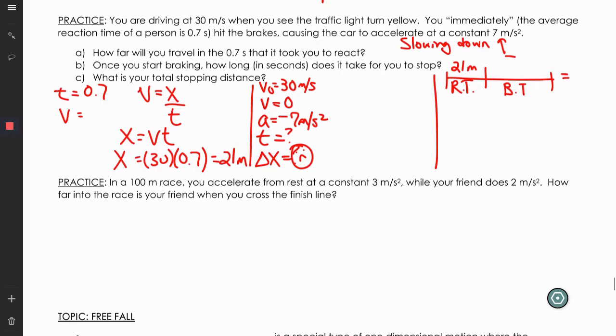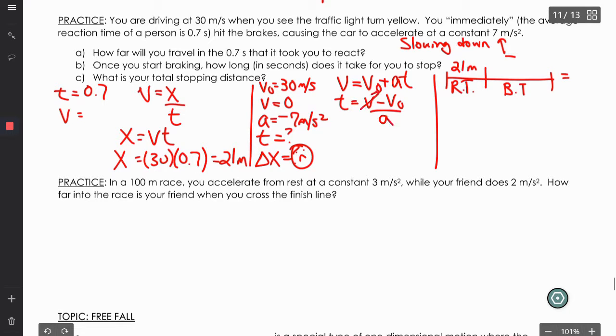Now we have our 4 variables. We're just going to use our first equation, v equals v0 plus at, and solve it for t. We can do some canceling. v is 0, so t is going to be negative v0 over a. That's negative 30 over negative 7. The negative 30 comes from the negative sign, and the negative 7 is because you're slowing down. That's going to take us roughly 4 seconds, or 4.29 seconds.